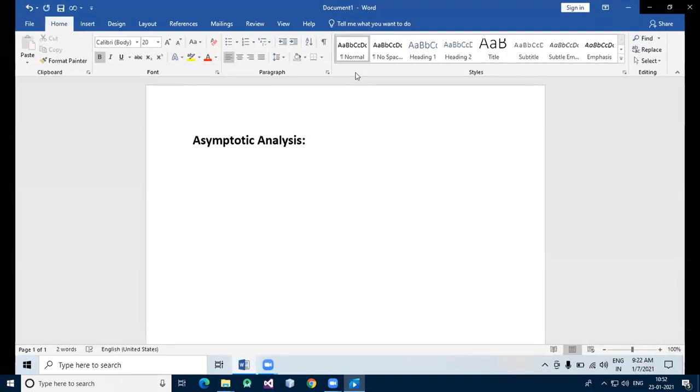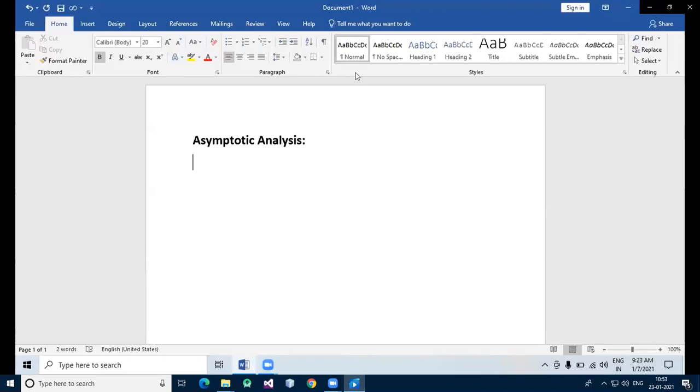Using this analysis, we can very well conclude the best case, average case, and worst case scenario of an algorithm. We have already seen what the best case, average case, and worst case scenario of an algorithm are. Okay. So asymptotic analysis is input bound.